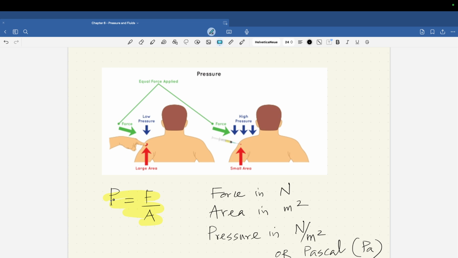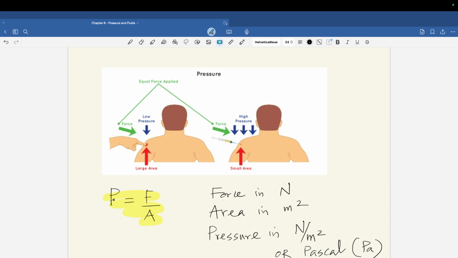Another example is we are able to push a thumbtack into a piece of soft wood easily. Now where you're applying the pressure, that part, the area is much bigger than the pointed tip which goes into the wood. So it's the same force acting at both ends of the thumbtack, but the pressures are not the same.